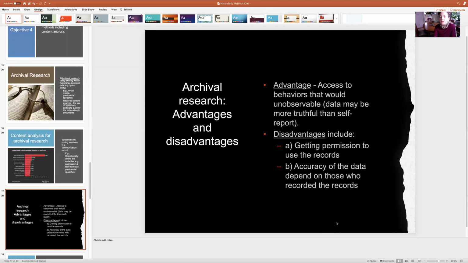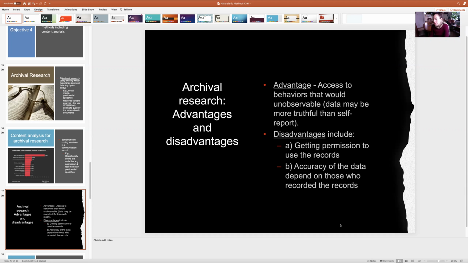Okay, finally, archival research advantages and disadvantages. One of the advantages of archival research is that we get access to behaviors that are unobservable. For example, you may be able to look at what people are doing on social media from the comfort of their own home. We can't see them doing it, but we can use those records. The data may be more truthful than self-report because we don't have a reactivity problem. If we record what people are doing on social media as opposed to asking them what they do, it's probably more truthful to see what they actually do.